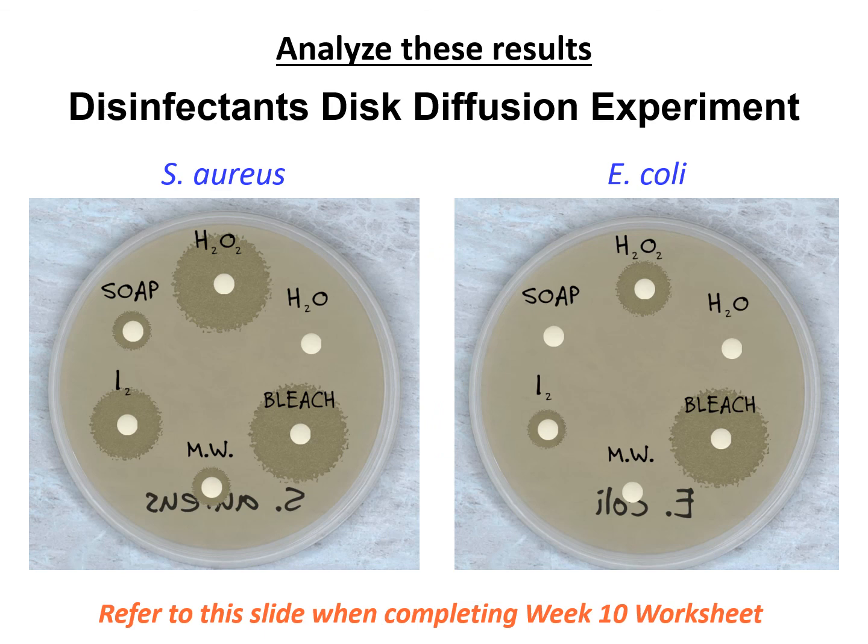These are some results that I want you to take a look at. So let's say you inoculated this plate with Staphylococcus aureus and you've inoculated this plate with E. coli. And you put the discs that are impregnated with the different chemicals for the disc diffusion test. So like water, soap, iodine, etc., bleach. And you're supposed to take a look at the zones of inhibition and try to figure out which chemical is the most effective, least effective, etc.